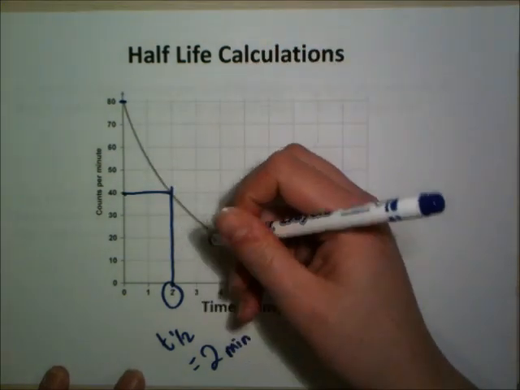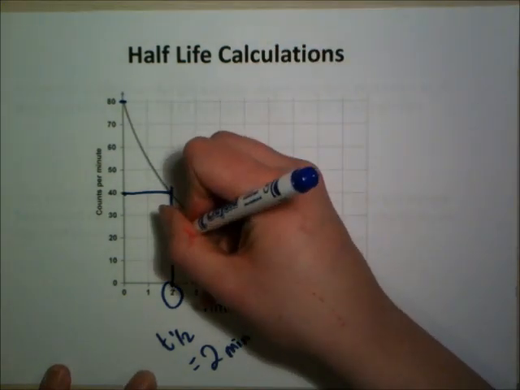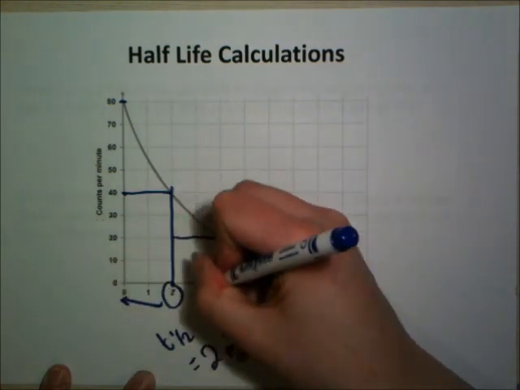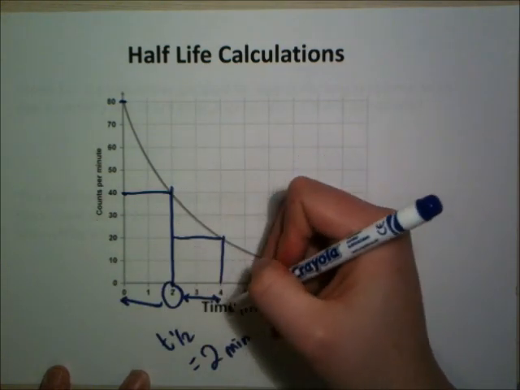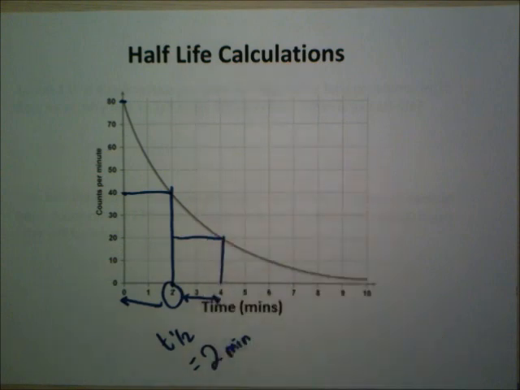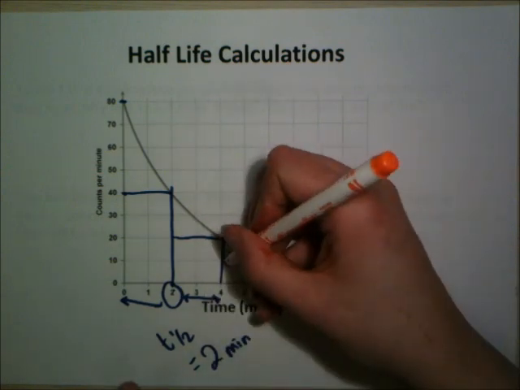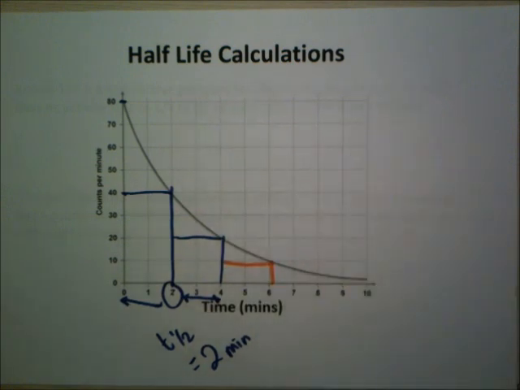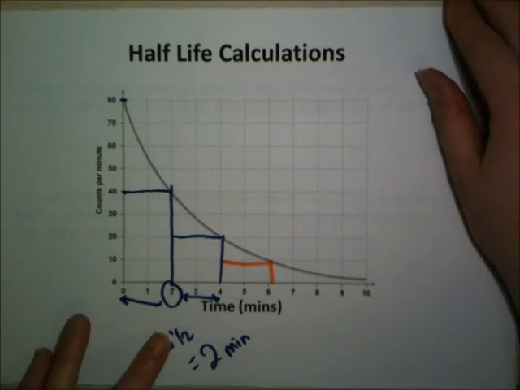If I go to 4 minutes, I should see then that this is halved again, and that's exactly what I see. So that was one half-life, this is another half-life, and 2 minutes later it's halved again to 20. And this is a pattern that you'll always see. So another half-life, again, it's halved to 10. And it carries on and carries on and carries on. So that's how you work out the half-life of a material using a graph that looks something like this.